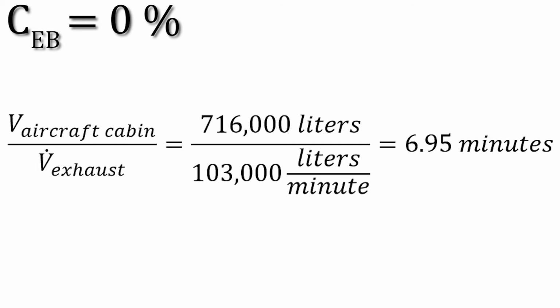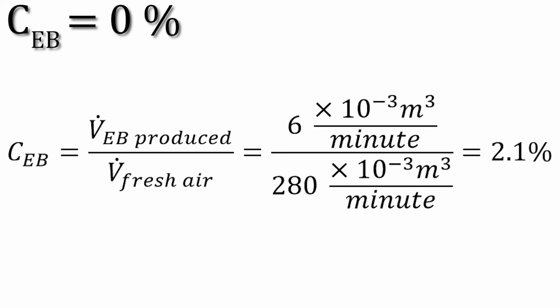But back to our fractions, quantify that a little bit. I said the volume of the aircraft cabin is 716,000 liters, and the rate of exhaust is 103,000 liters per minute. That fresh air rate is enough to replace the air in the aircraft cabin every 7 minutes. So do the passengers ever reach their max production of 50 minutes of exhaled breath into the cabin? No, the cabin air is replaced much faster than that. What does that do to our concentration of exhaled breath? We have a new fraction.